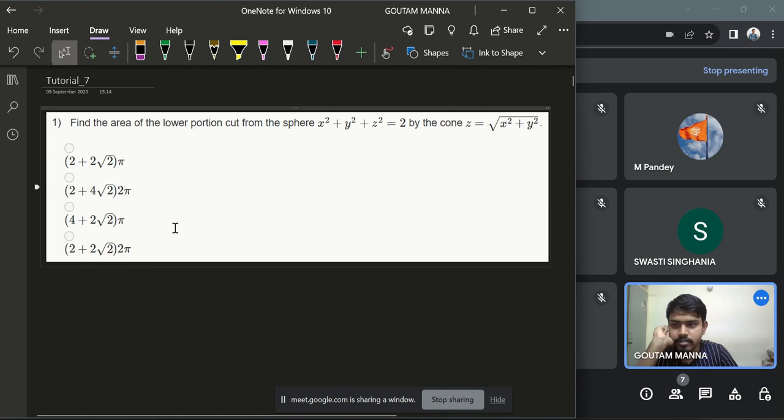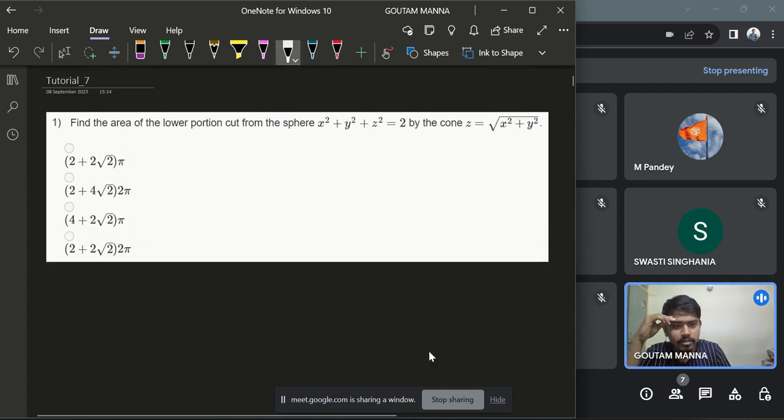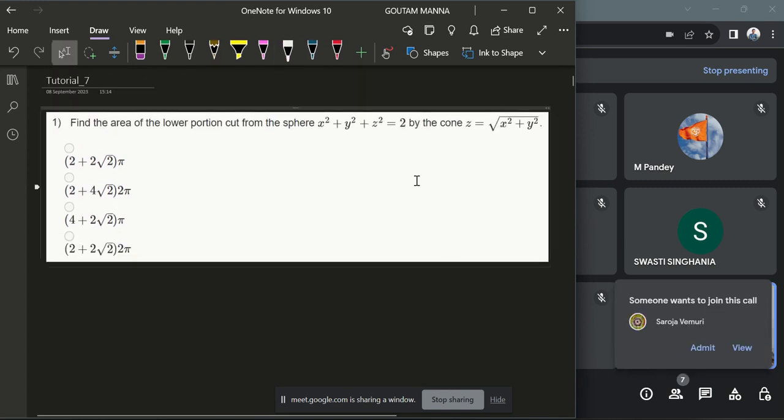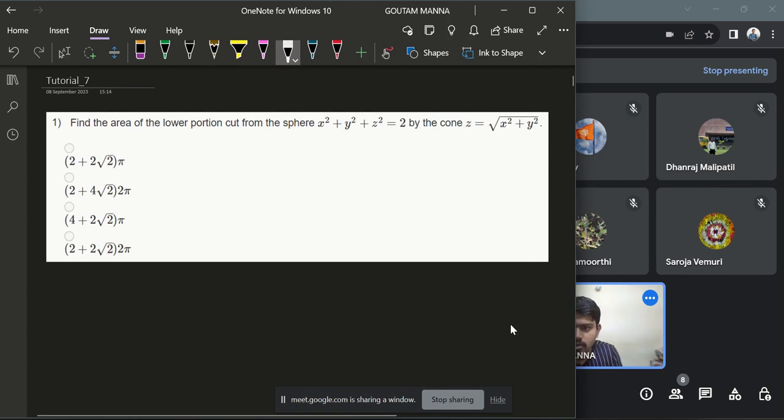So the first question is, find the area of the lower portion cut from the sphere x square plus y square plus z square equals 2 by the cone z equals root under x square plus y square. And I will ask you to solve these problems parallelly, because these are a little bit lengthy problems. If you don't solve it parallelly, it will be harder to follow. Okay, so let's draw the region of which we are asked to find the area.